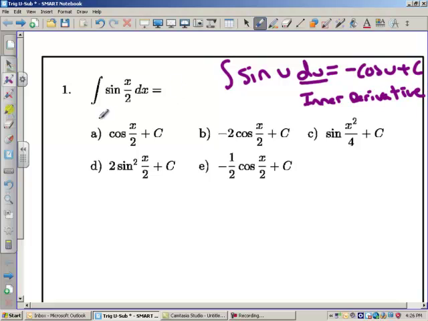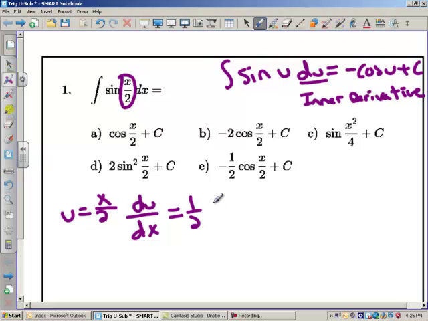Alright, so let's take a look at this problem here. The antiderivative of sine of x over 2 dx. If I'm going to use this formula, then my u would have to be x over 2. So I'll let u equal x over 2. The next thing we do is take du dx. The derivative with respect to x is 1/2, because you can think about that as 1/2 x. What do we want to solve this for? We just want to solve it for dx, because that's all I have left in the problem. So I get that 2 du is equal to dx, just by cross multiplying.